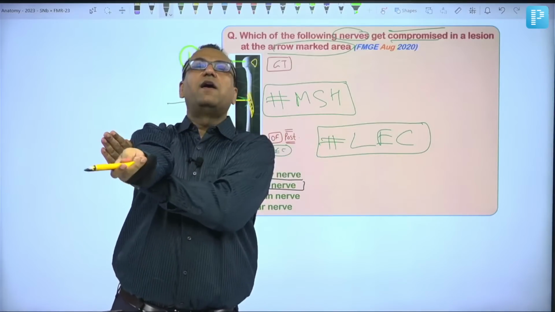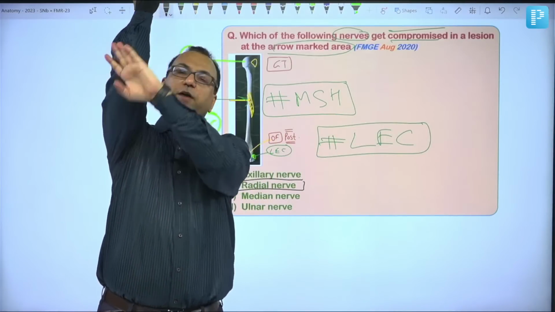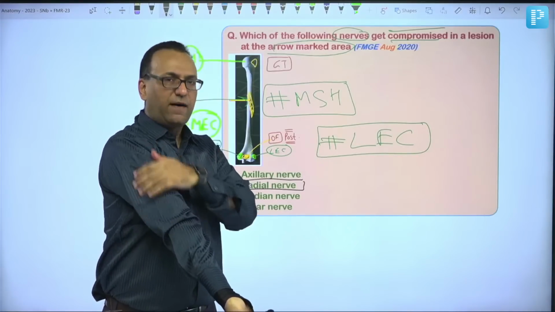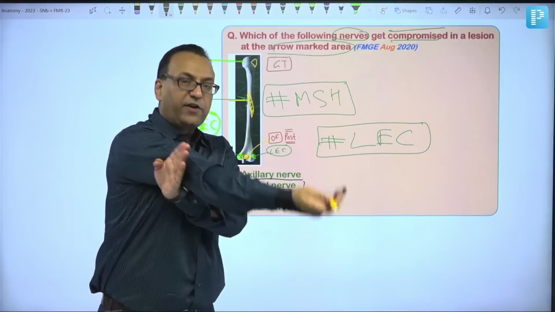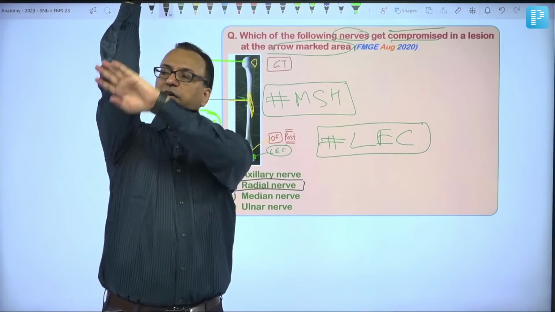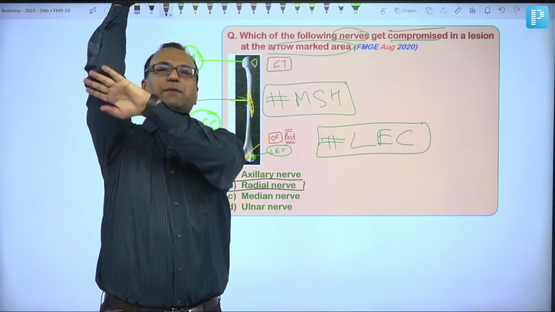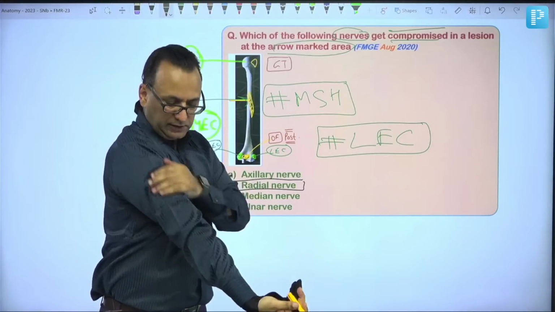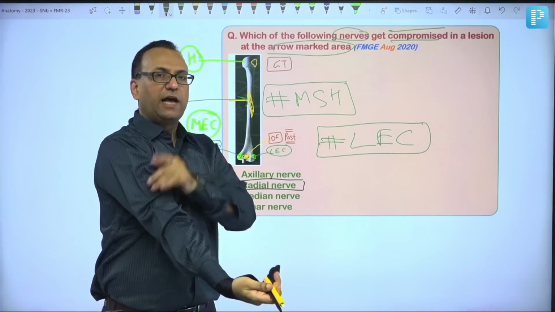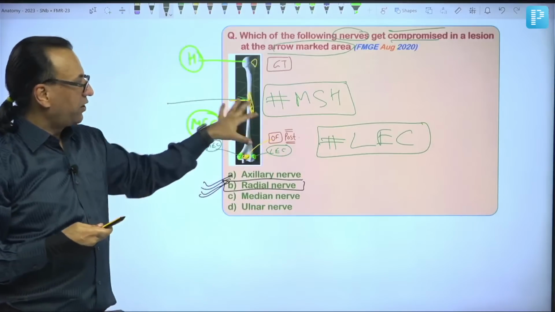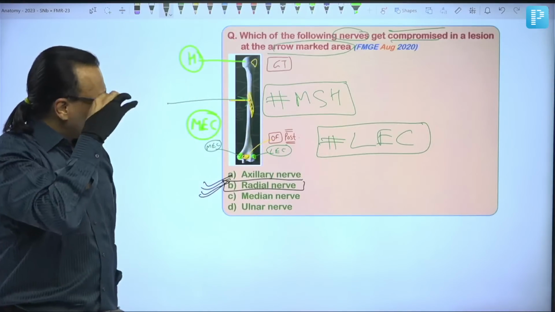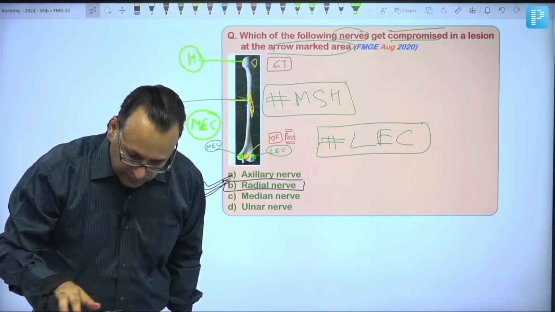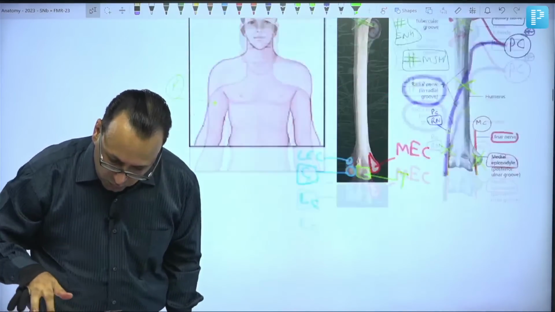So the profunda brachii artery supplies the posterior compartment of the arm. The brachial artery will supply the anterior compartment of the arm chiefly, and the profunda brachii artery will supply the posterior compartment of the arm, like the triceps muscle. Triceps muscle, the profunda brachii artery. Biceps muscle, the brachial artery. I will show you the diagrams of these arteries also, because you have already got questions on that. I just wanted you to appreciate one thing, because it might be important for you.